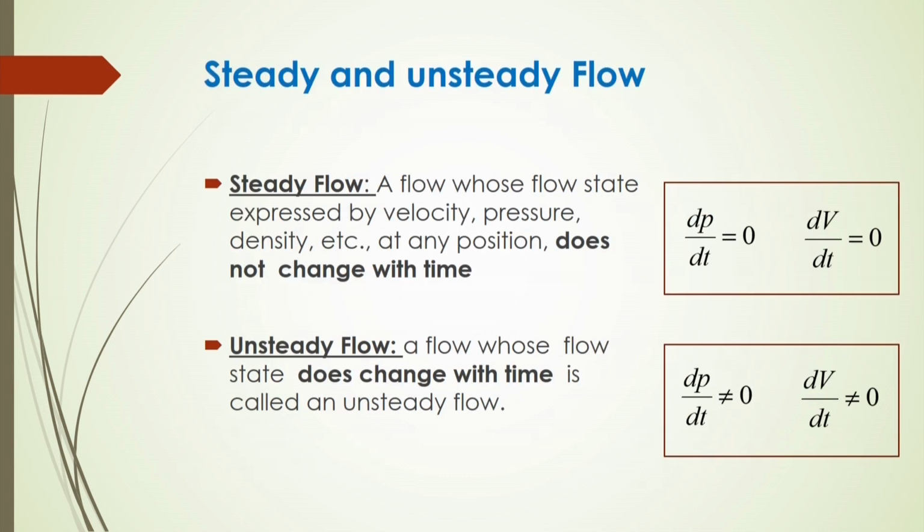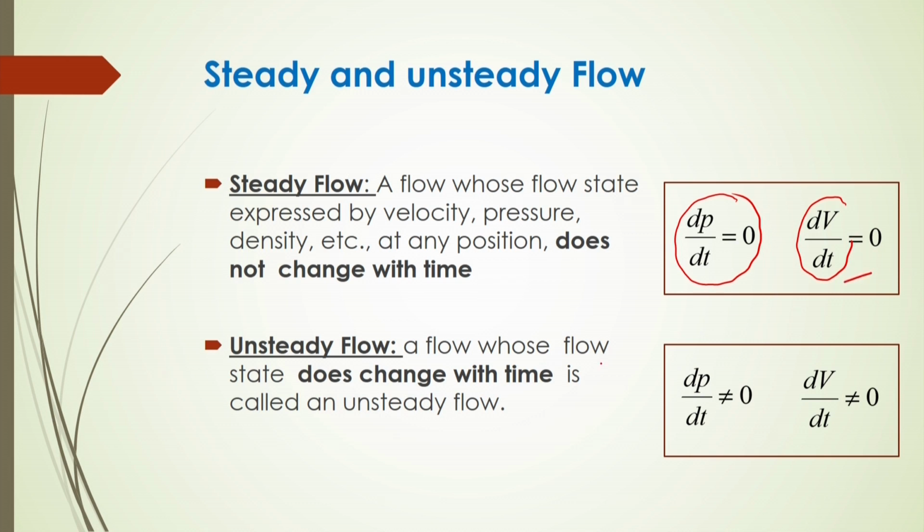Now, consider steady and unsteady flow. What is steady flow? A flow whose flow state, expressed by the velocity, pressure, density or other variables at any position, will not change with respect to time. So you can express this steady flow as dP by dt equals 0. That means pressure does not change with time. Also dV by dt equals 0. What does it mean? Here there will be no change of velocity with respect to time.